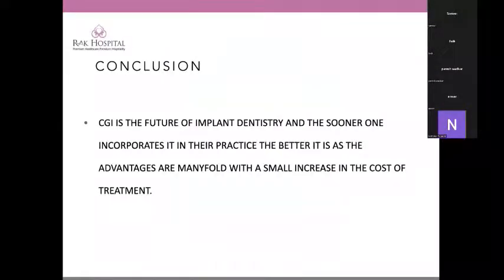So in conclusion, I would say that computer-guided surgery is the future of implant dentistry, and the sooner one incorporates it into their practice, the better it is, because the advantages are manifold with a very small increase in cost of the treatment. So just a request to all the participants who are viewing this webinar: each situation is custom made. If you have a patient or if you are looking for dental implants, please come to us and let us propose a treatment, and then you decide. Thank you very much.